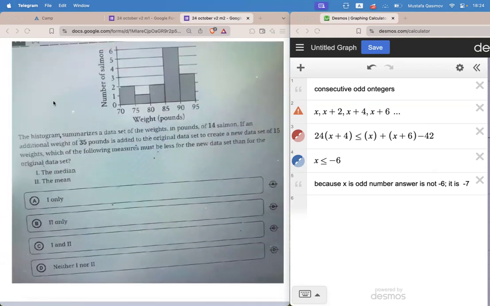This one. For this type of question, it's always like that. The mean will change and the median will be the same. But you must be careful also in this type of question.